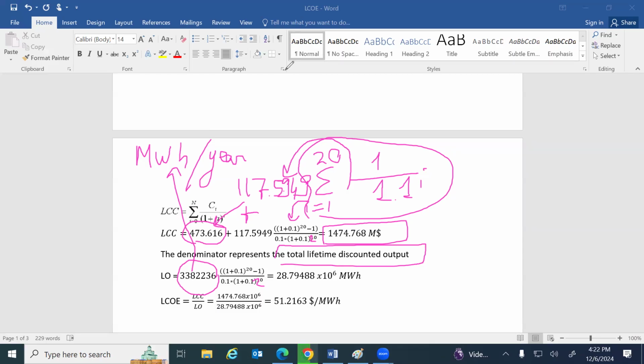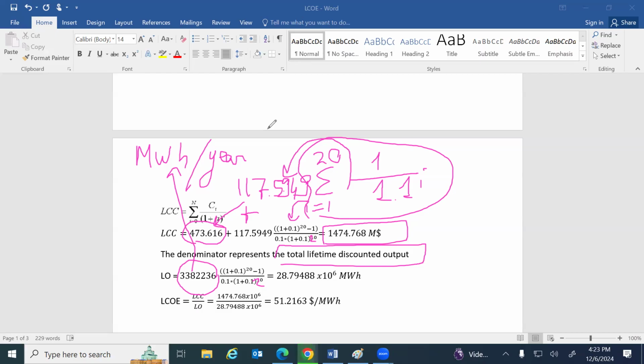Okay? But it is not related to the LCC. Look, the LCC is considering only costs. But here, the production is an indication of what? It's an indication of the output, of the revenue of this power plant. Okay? The LCOE is a way to normalize your results.